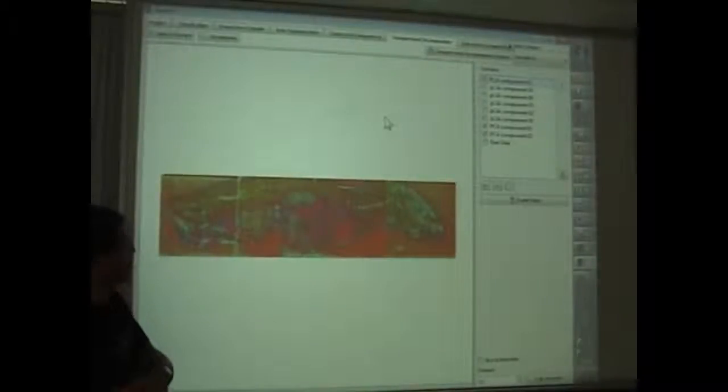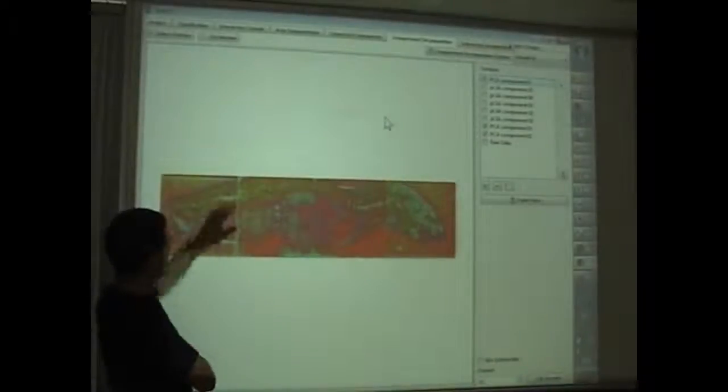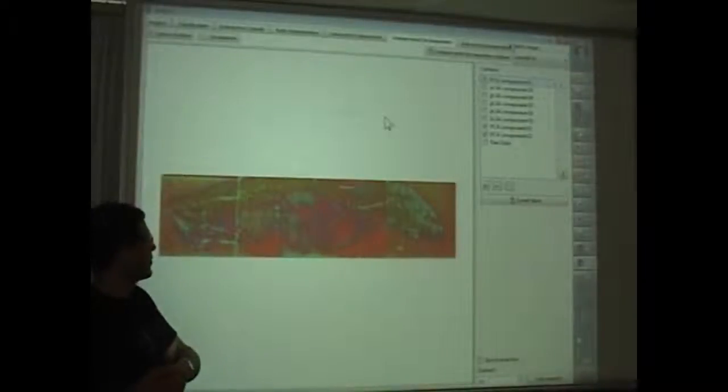You see it doesn't do wonders. So the original data was quite noisy. This still is noisy, as you can tell. But it's one way of summarizing the information in the image.